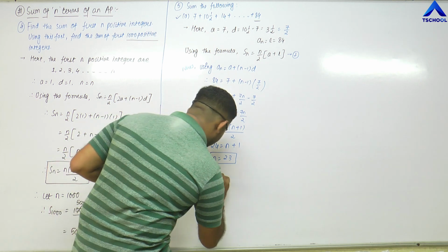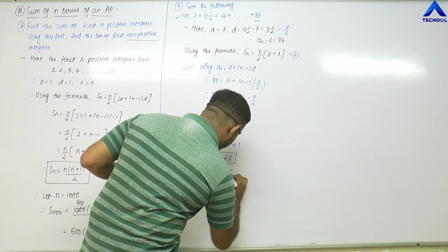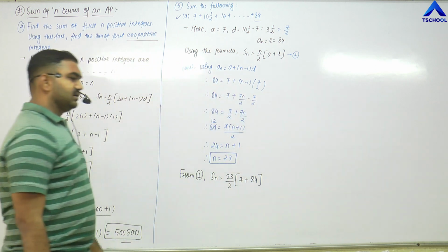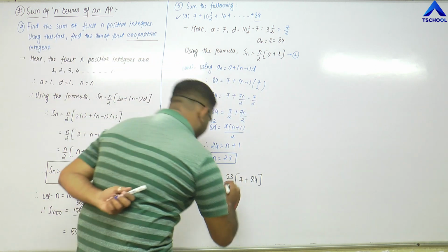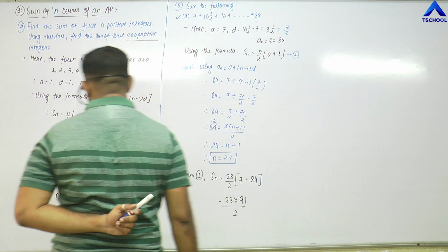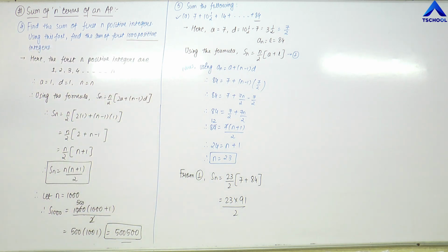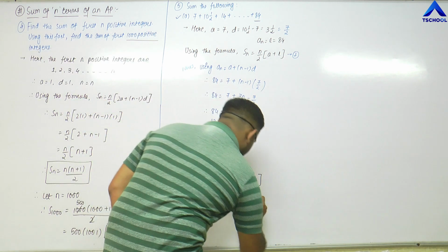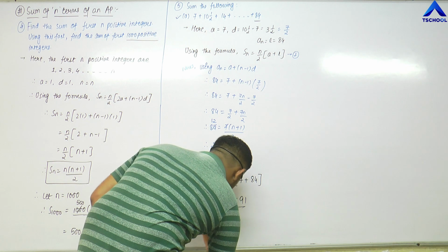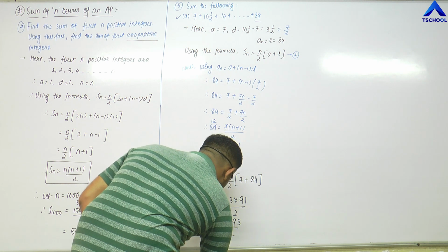Now from equation number 1, Sn equals 23 by 2 into 7 plus 84. So 7 plus 84 gives me 91. That equals 23 into 91 by 2. What is 23 into 91, friends? Right? That gives me an answer which equals 2093 upon 2. So that is my S23, right?